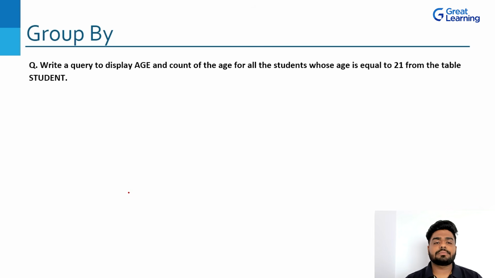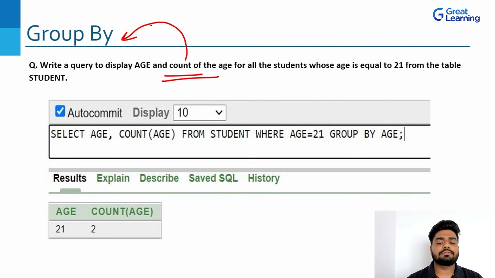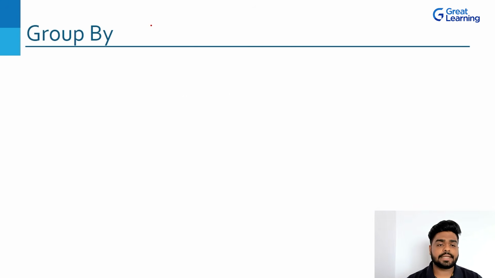One more question from group by. Write a query to display age and count of the age for all the students whose age is equal to 21 from the table student. We are using count, that means we are using a multiple row function, that means an aggregate function, and this is also used only with group by. So we have this: select age, count age from student where age 21, group by age. Wherever the age is 21, show me the age and the count of those ages. There are two students whose age is 21. That is what I'm getting.